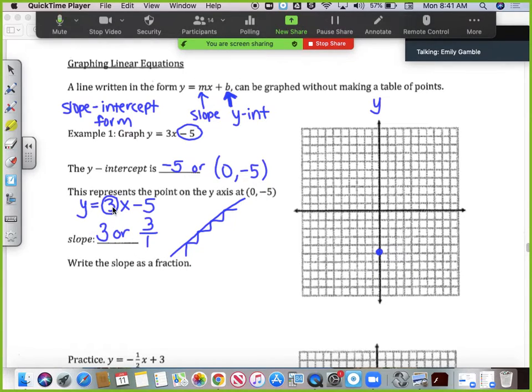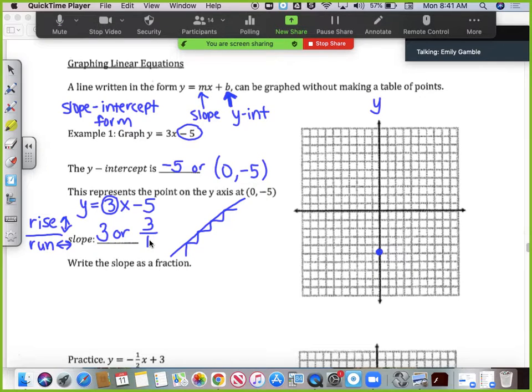But anytime you have a slope like this that is a whole number, there is an invisible 1 underneath of that. Slope tells you two things. Slope tells you the rise over the run. The rise is how much you go up or down. The run is how much you go left or right.